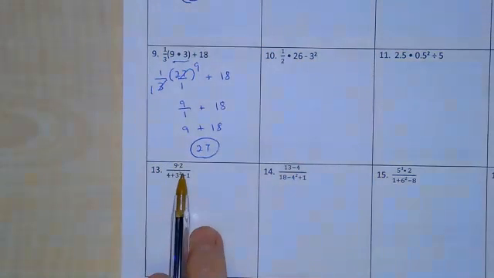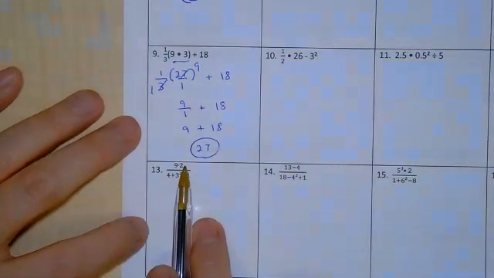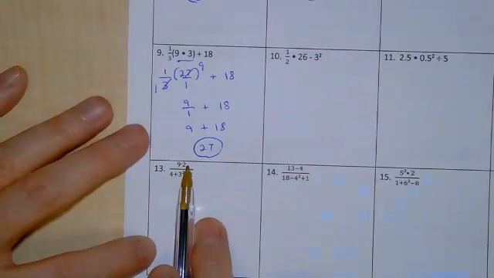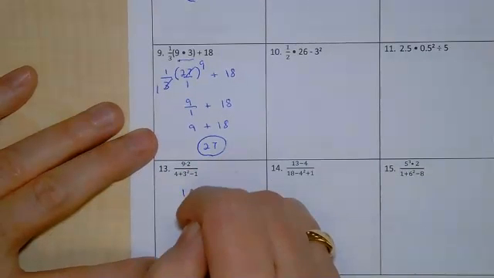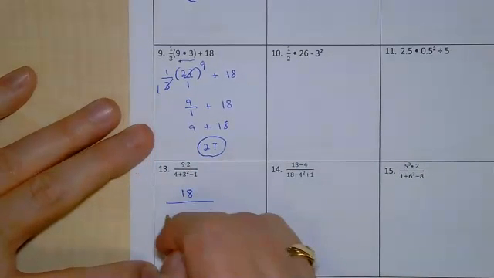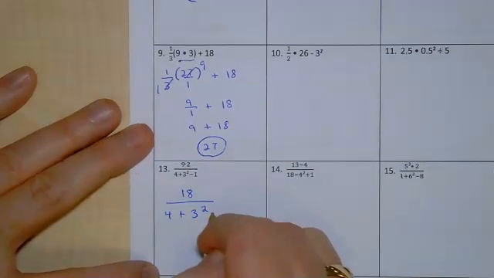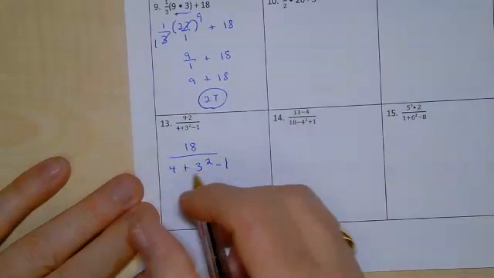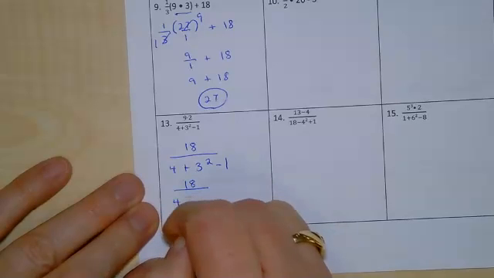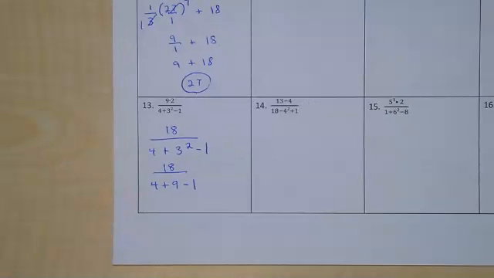Let's do this one. 9 times 2 is the numerator. So what do I get for 9 times 2? So there's my numerator. Let's look at the denominator. We're going to do the exponent first. So 3 to the second power would be what, Mary? Four plus 9 minus 1.